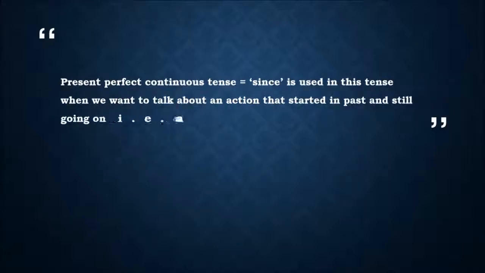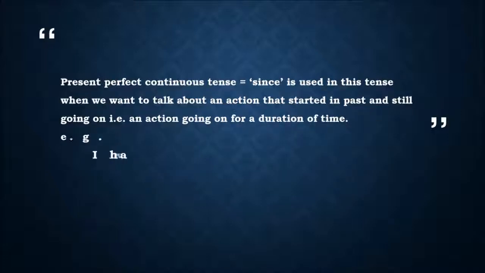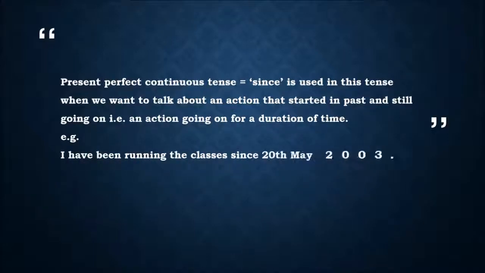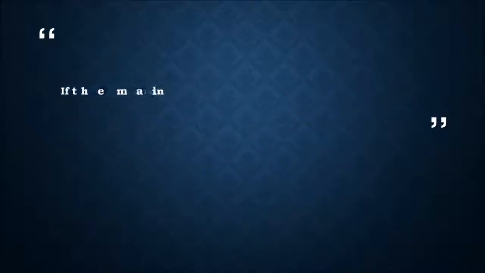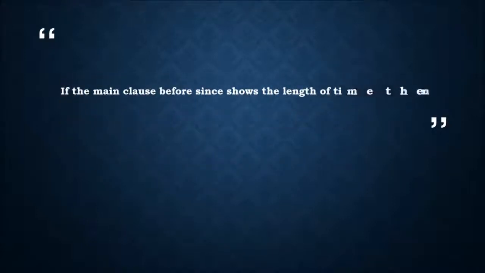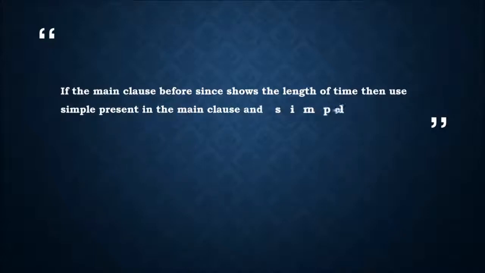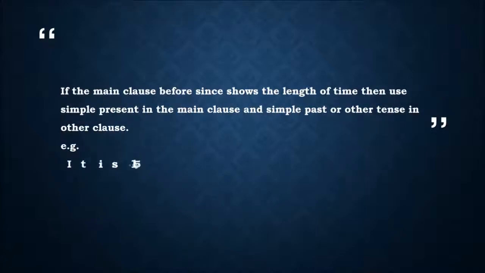C. If the main clause before since shows the length of time, then use simple present in the main clause and simple past or other tense in the other clause. E.g. It is 15 years since I came to Amravati. D. If both the actions, one shown by the main verb and the other shown by the other clause, continue, then use present perfect in both. E.g. I have not taken tea since I have been in touch with him.